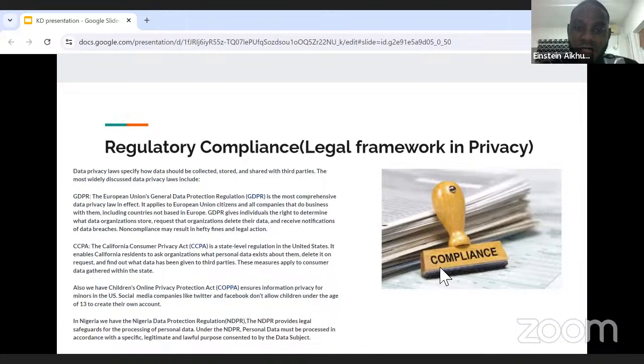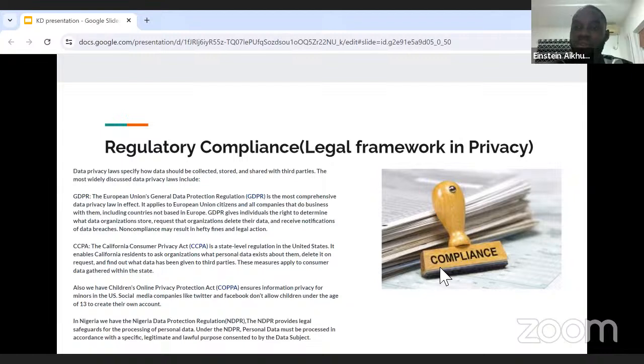GDPR gives individuals the right to determine what data organizations store, request that organizations delete their data, and receive notification of data breaches. Non-compliance may result in hefty fines and legal actions.